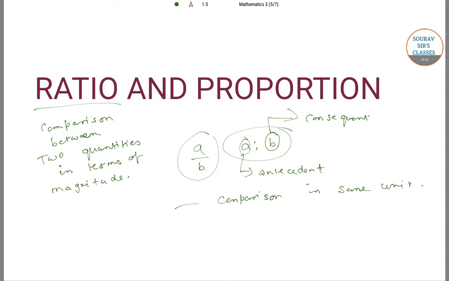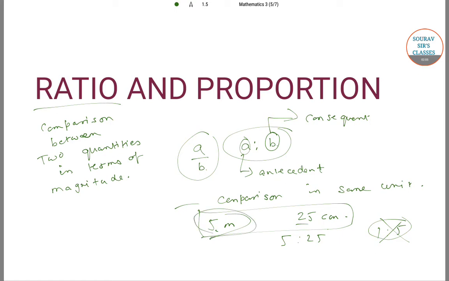Why is it important? Because suppose we have to compare between 5 meter and 25 centimeter. Now magnitude wise it would be 5 is to 25, which is 1 is to 5, but it would be false as 5 meter is a bigger quantity than 25 centimeter. So in order to compare them, it is important that both of them should have same unit. That is, either this 5 meter should be written in terms of centimeter or 25 centimeter should be written in terms of meter, for making a correct comparison between these two values.